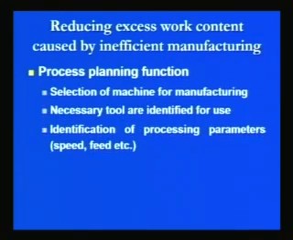Excess work content caused by inefficient manufacturing processes can be reduced by proper process planning, which recommends the use of the most suitable machine for manufacturing the product and the most suitable parameters to be used. These are identified by the process planning function, which helps to identify the various parameters to be used in the manufacturing stage, so that rejections are minimum and the desired quality of the product is achieved.